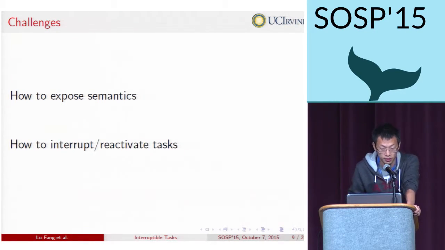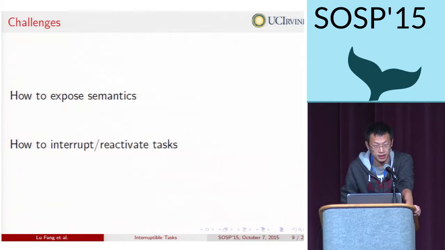In the previous slides, I talked about the main idea of our technique, but to efficiently interrupt a task and develop a system which enables our technique is not trivial stuff. We need to overcome two major challenges. First, we need to expose the semantics, because to efficiently interrupt the task and resume the task, the system needs some semantics. For example, the system needs to know what kind of partial results can be directly pushed to the next stage, and what kind of result should stay in the memory to be processed. The second challenge is how to interrupt and reactivate a task during the execution efficiently.